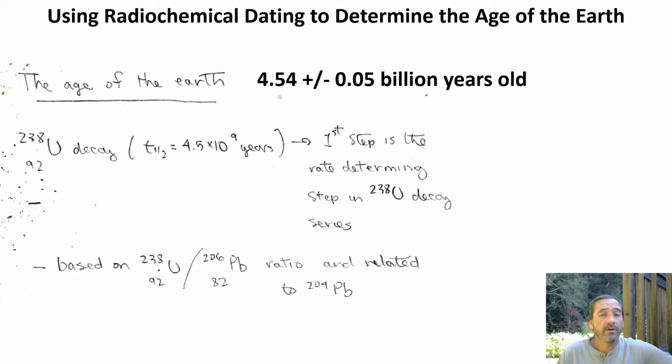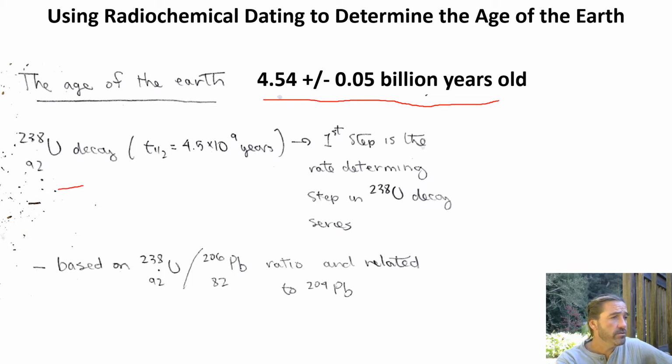So this video is about dating the age of the Earth, and I hope it complements the Cosmos video that I posted on Canvas. So we know that the age of the Earth is 4.54 plus or minus 0.05 billion years old. Well, how did we come to get that number?